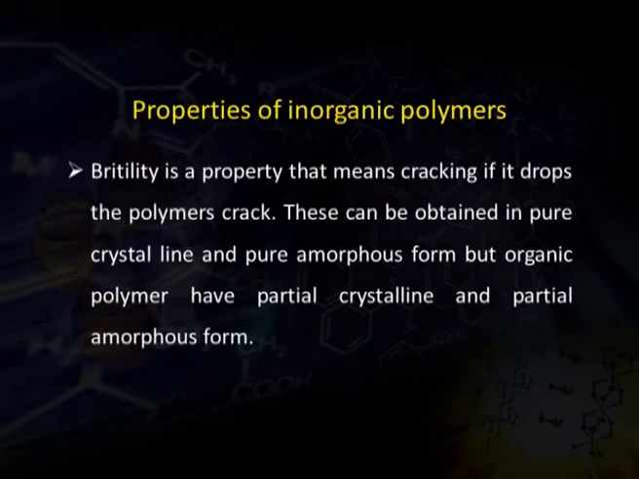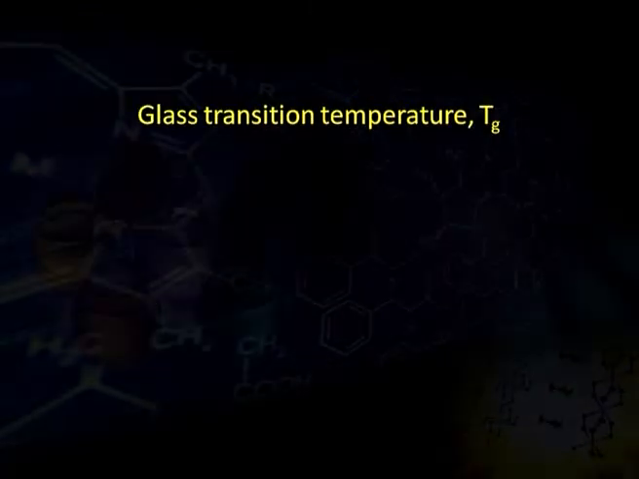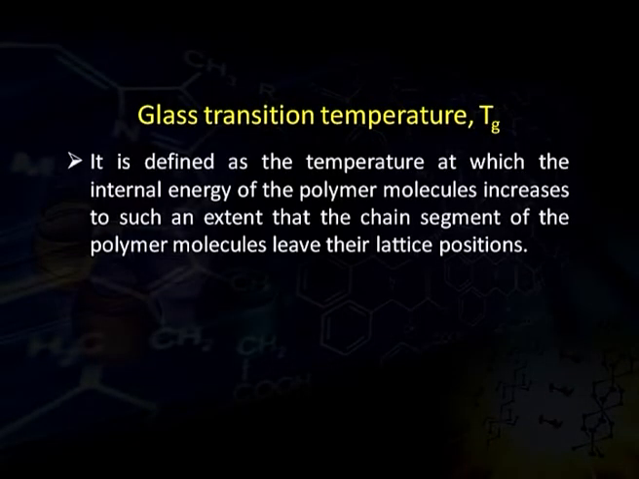Brittleness is a property that means cracking. If it drops, the polymer cracks. These can be obtained in pure crystalline and pure amorphous form, but organic polymers have partial crystalline and partial amorphous form. Coming on to the glass transition temperature, which is denoted by Tg.